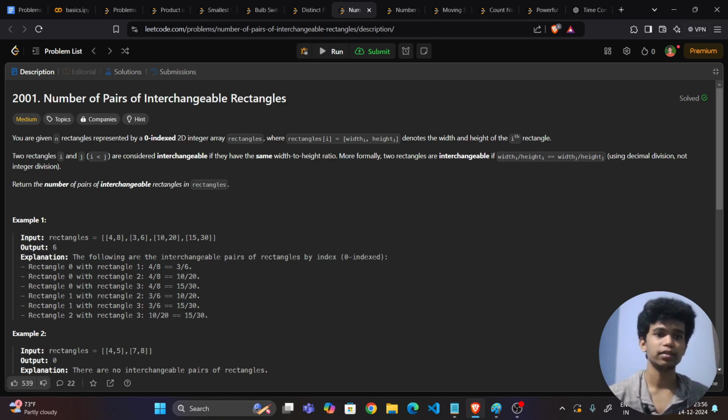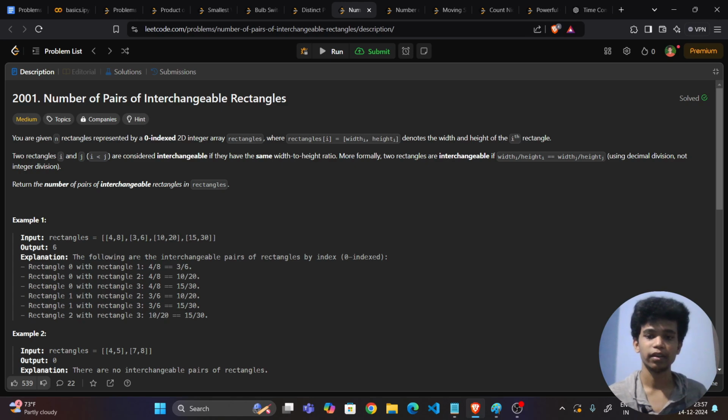Two rectangles i and j, where i is less than j, are considered interchangeable if they have the same width to height ratio. That's the more important thing. More formally, two rectangles are interchangeable if width_i divided by height_i is equal to width_j divided by height_j. Then I can say it can be interchangeable. And they don't want us to return the value. They only want the number of pairs of interchangeable rectangles in this rectangle array.